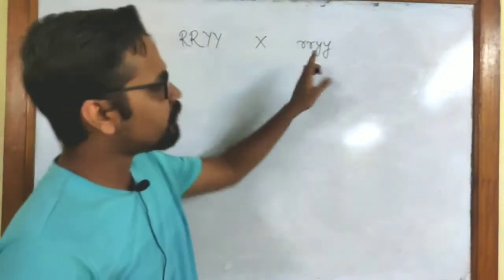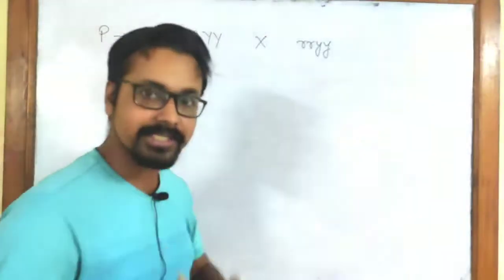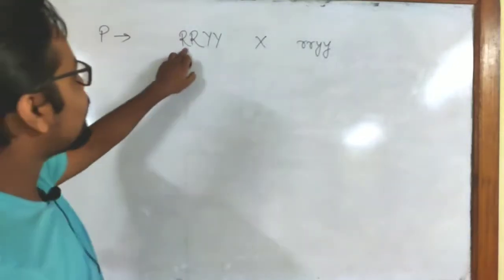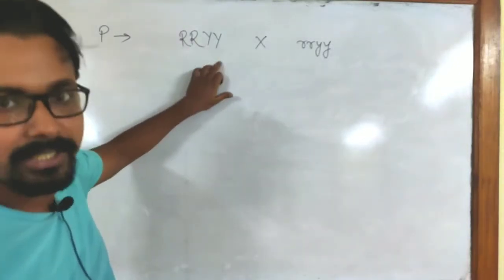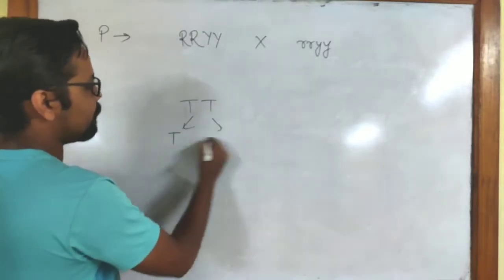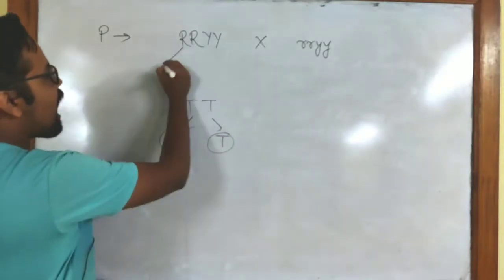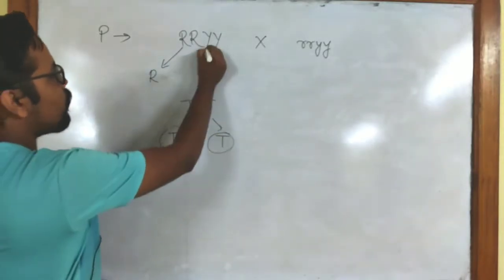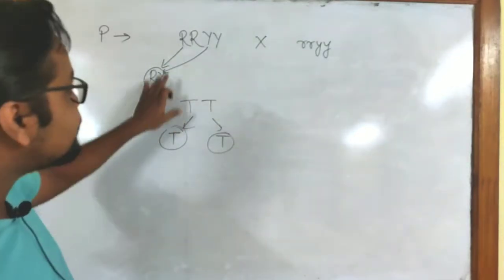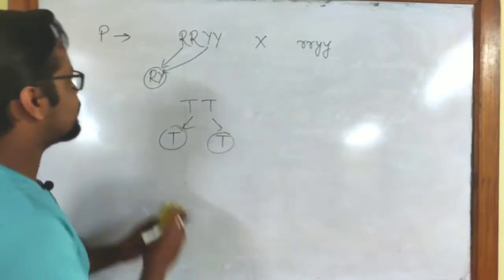Now after crossing these, what are the gametes that will be formed? First we need to look at the gametes, then we can see the offspring. Here we will have one allele from each of the characters. As we did in the last video, from capital T, two gametes are formed, capital T and capital T. These are two separate gametes. Here also from R we are going to get one R, and from Y we are going to get another, so it is R and Y. Since it is two characters, we are going to take one from each. I hope that is clear.